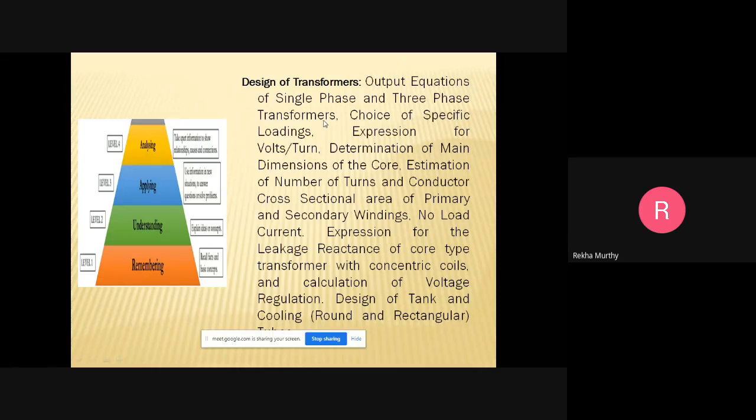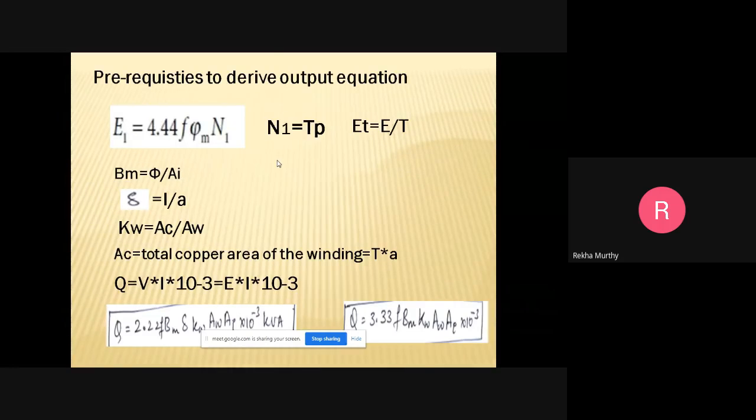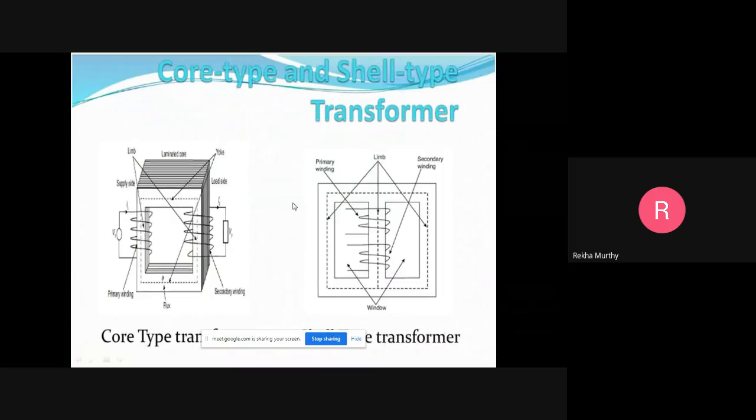So in today's class we will look at the output equation of single phase and three phase transformers. Let's move on to that. The other parts we will cover in a few more classes. Before I start with the output equation of a single phase transformer and the three phase transformer, I would like to share this picture which you are already aware of. First, we will think about the single phase transformer. Can you see a single phase transformer, core type and shell type?